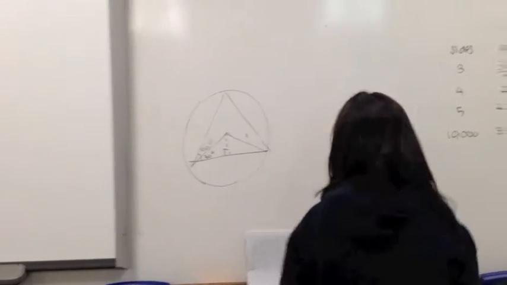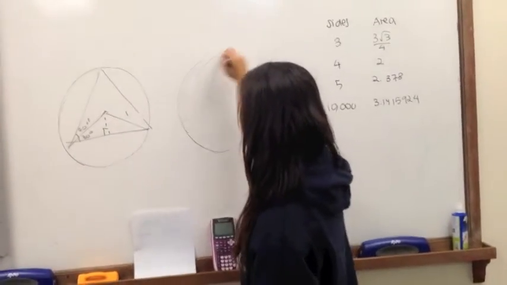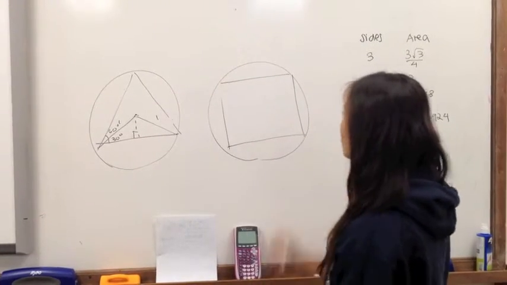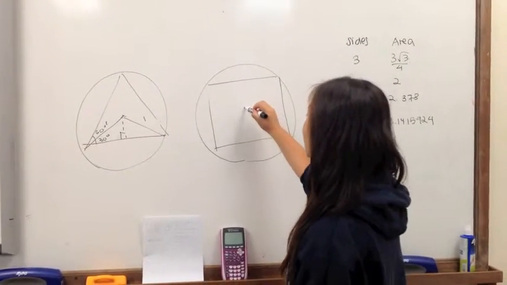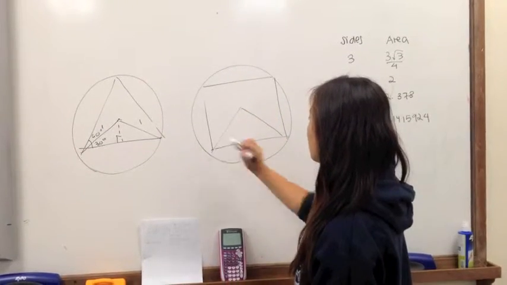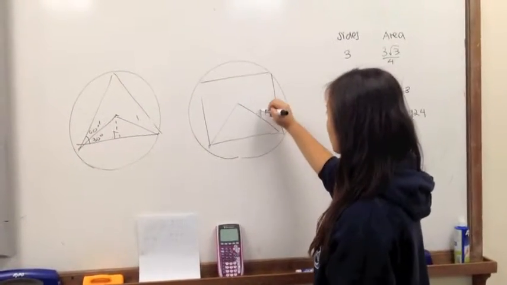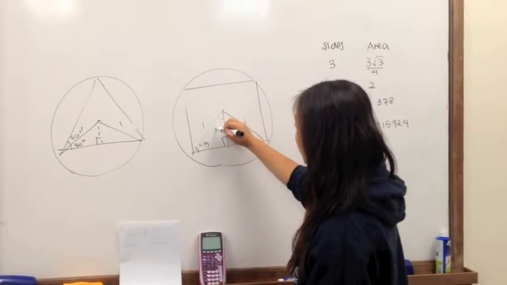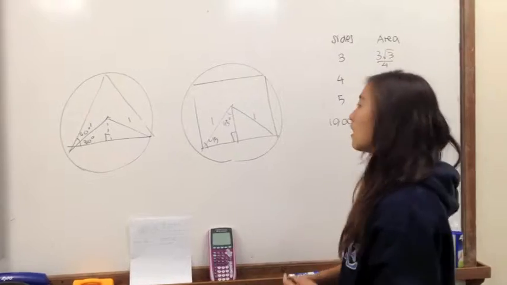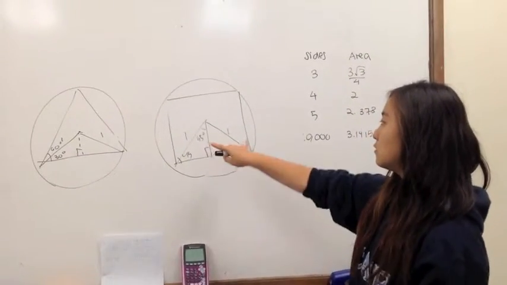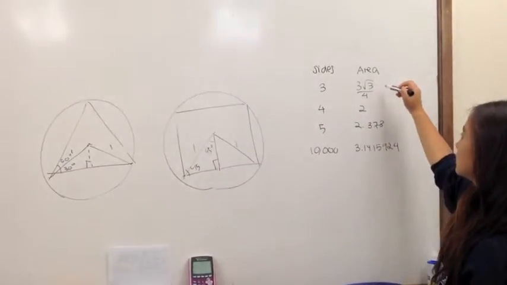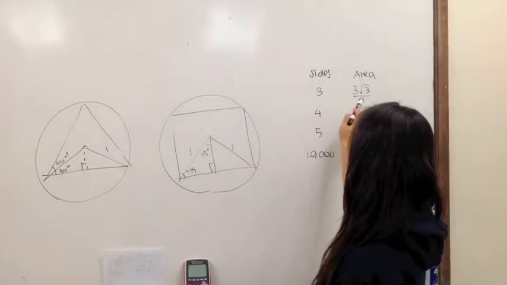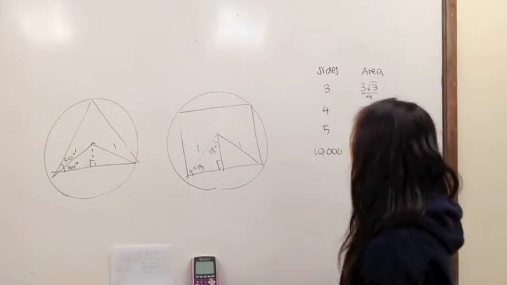We can also do the same thing to find the area of a square inside a circle. This time this would also make a nice isosceles triangle, but it would be a 45, 45, 90 triangle. These two shapes give us these areas, 3 root 3 over 4 and 2, that's the area for the square, and then this one is for the triangle.